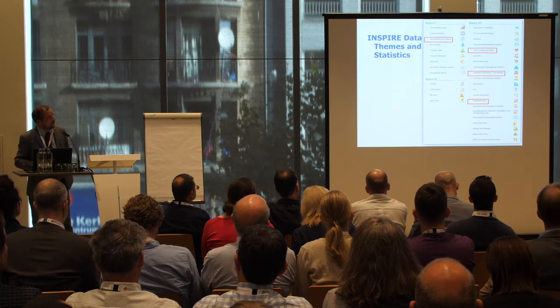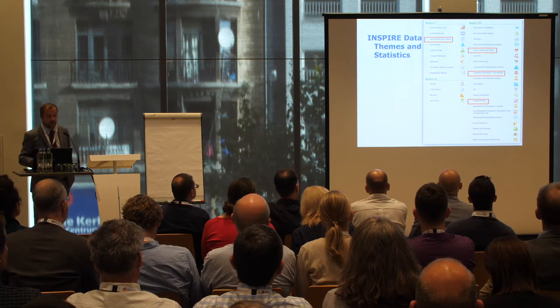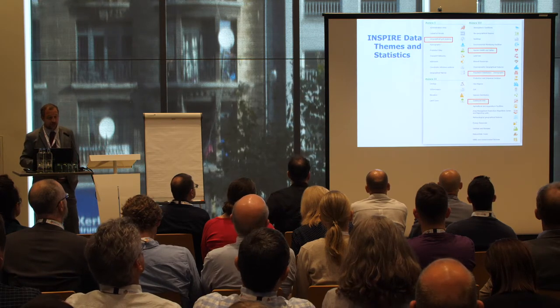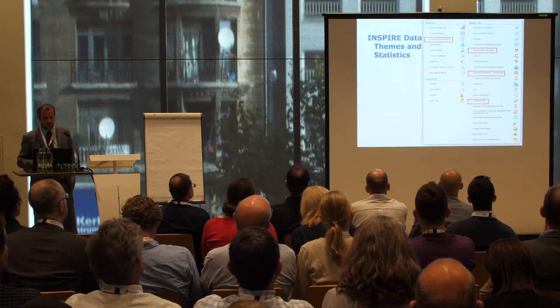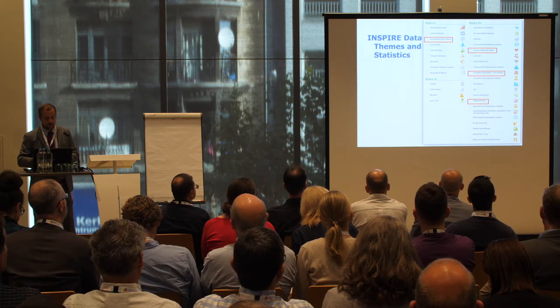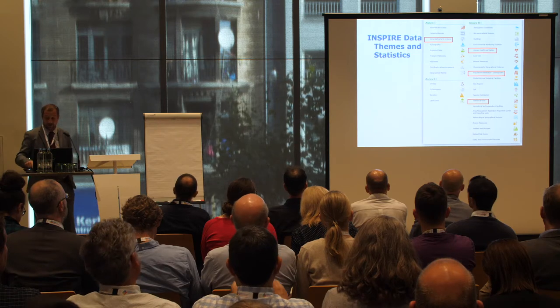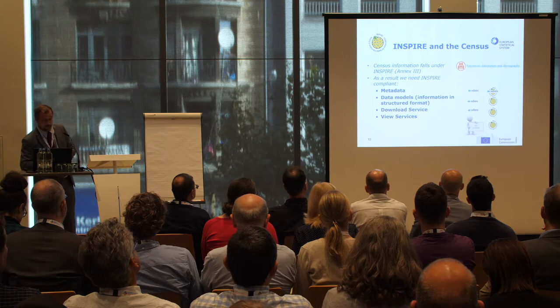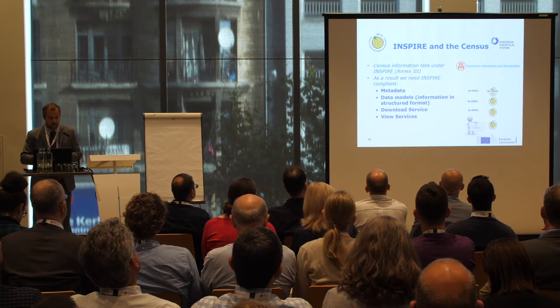Which kind of INSPIRE data themes and statistics are involved? I think I can quickly skim over that one. We have the grid systems, because we're talking about a grid. We're talking about human health, population distribution, demography, and statistical units. So how do INSPIRE and the census actually align with each other?